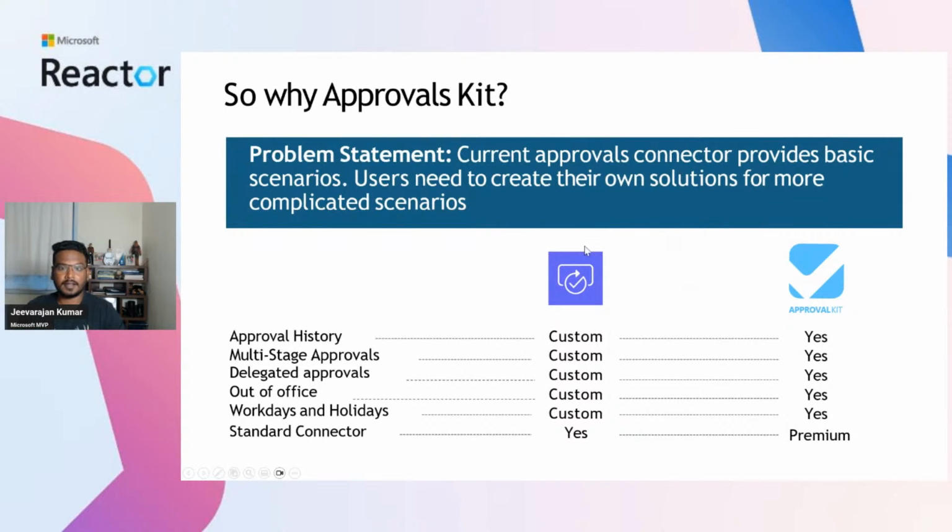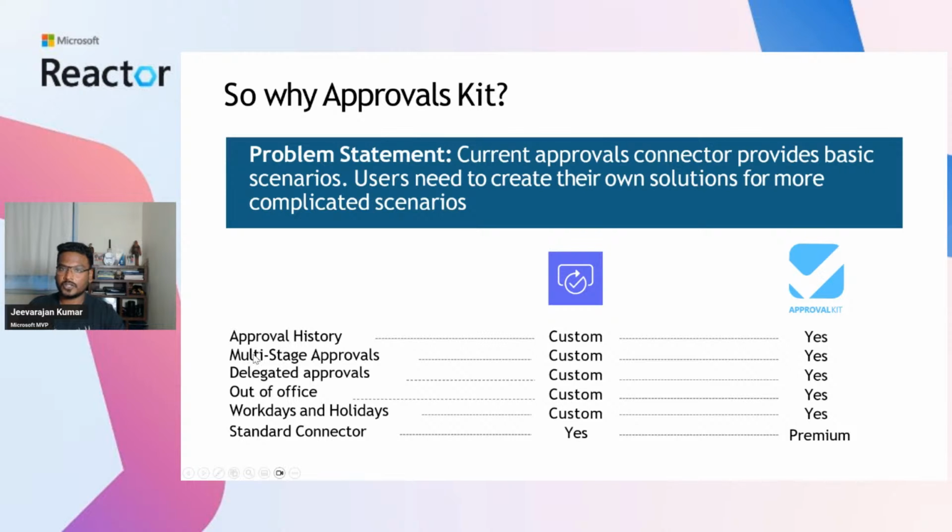And this is another of the capabilities, the features that the approval kit offers, which is not offered by the out-of-the-box approval connector, and where we have been building custom implementations to achieve this. For example, if you're talking about maintaining the approval history, we will need to have that captured in a table, and then we maintain it.